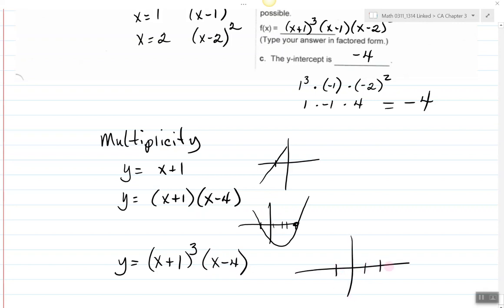1, 2, 3, 4. If its multiplicity is odd, it means it passes through, but if it is 3 instead of just 1, it's going to come down and make a wiggle through there, changing its curvature, and then come back up, and I don't know how far down it would go, but can you see the difference between that and that? This means increased multiplicity.